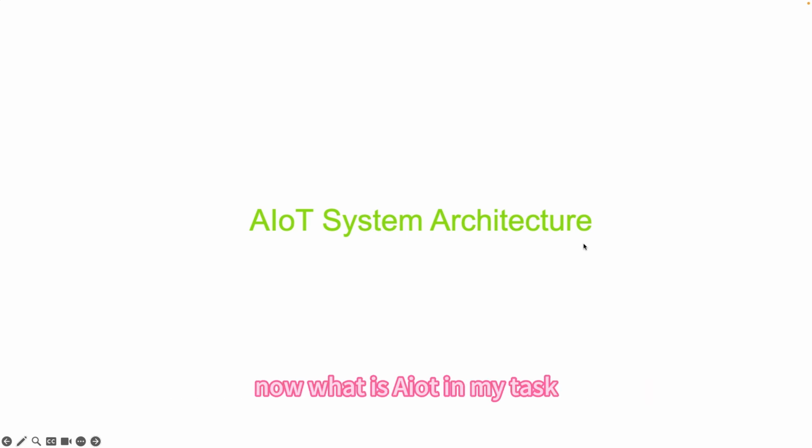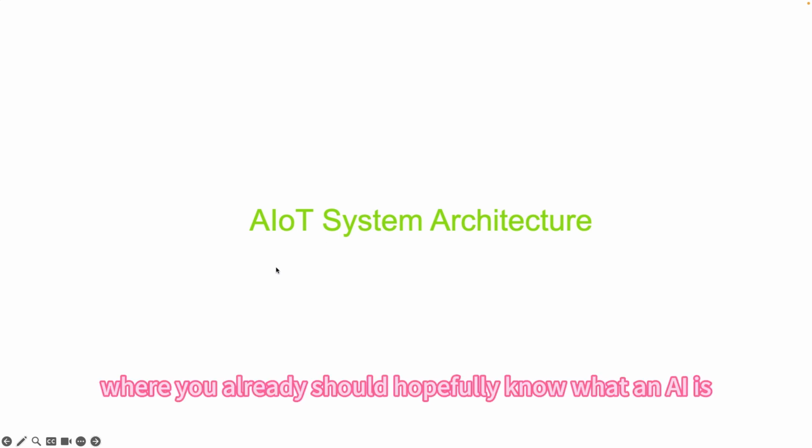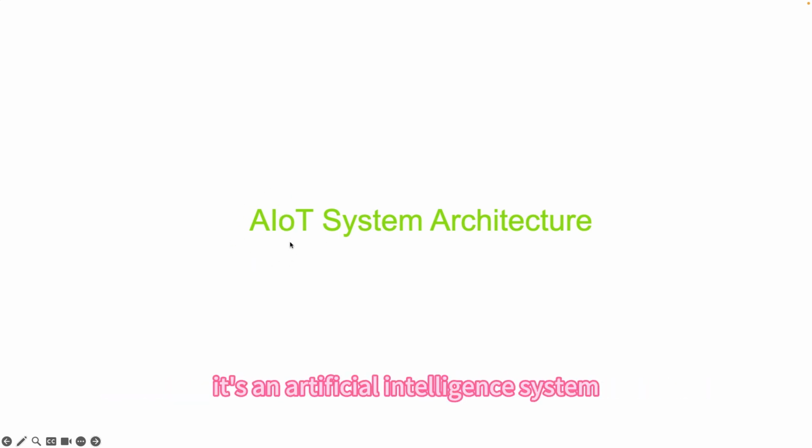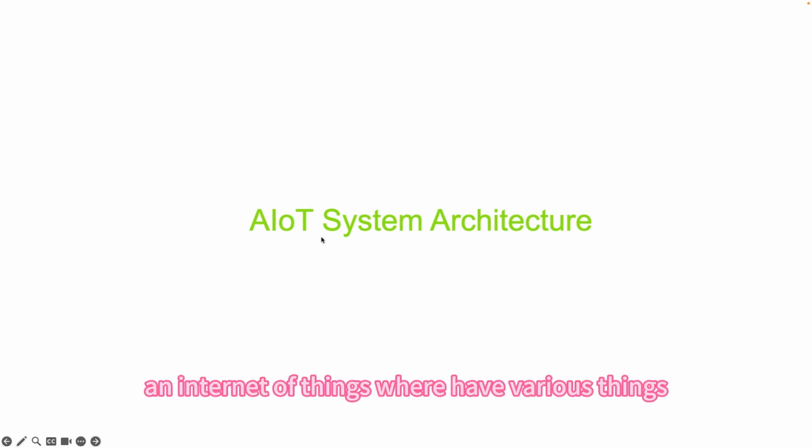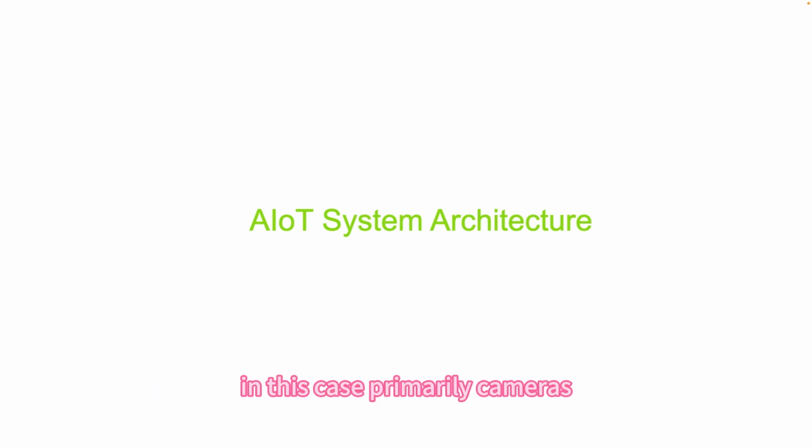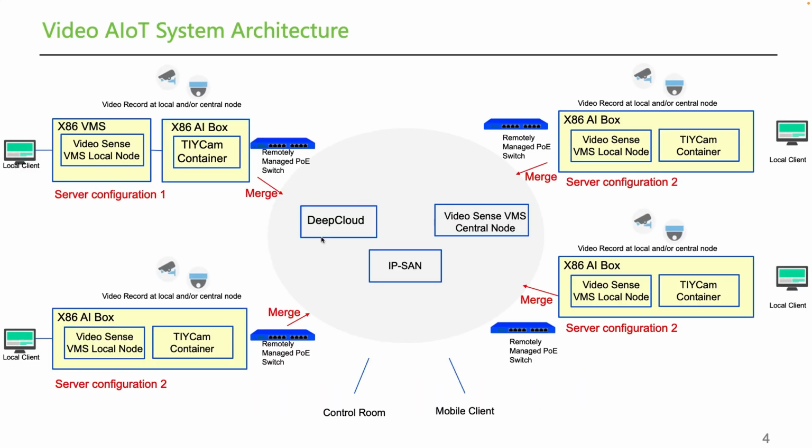So first we look at the AIoT system architecture. Now, what is AIoT, you might ask? The AIoT is the AI IoT, where you already should hopefully know what an AI is. It's an artificial intelligence system. And IoT, of course, is Internet of Things, where we have various things, in this case, primarily cameras, connected to each other, and in this case, to a central cloud.